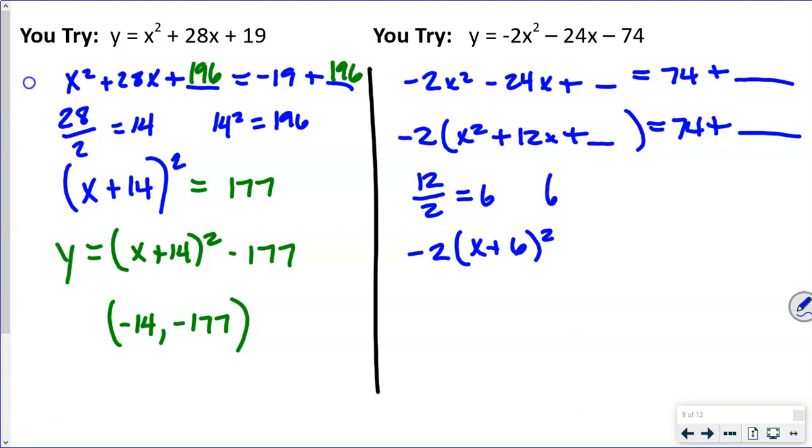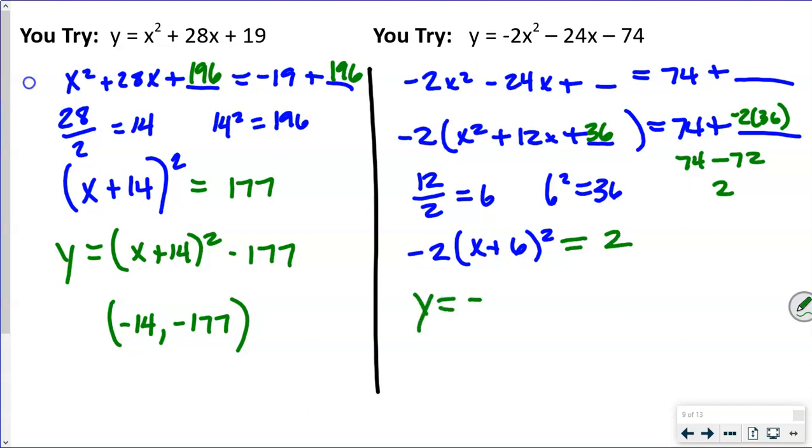Then we're going to square that 6. 6 squared equals 36. So that's going to give us our 36 up here. But remember, when we do it over here, we got to go negative 2 times 36, right? So that's going to be 74 minus 72, which is 2. So that's going to be equal to 2. So when I move it over to the other side to say y is equal to, it's going to be negative 2 times x plus 6 squared minus 2. So my vertex would be negative 6, negative 2.